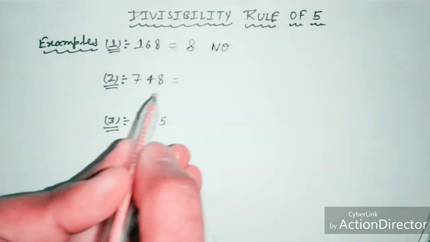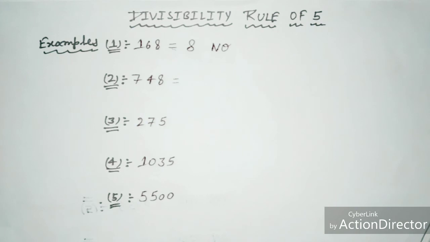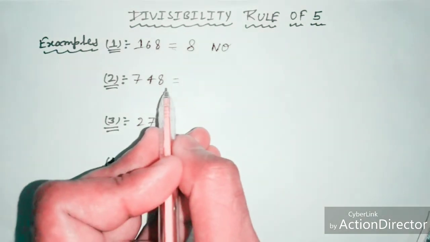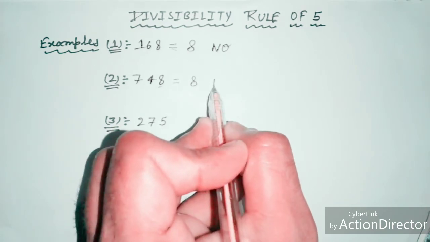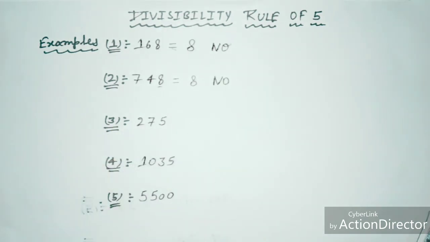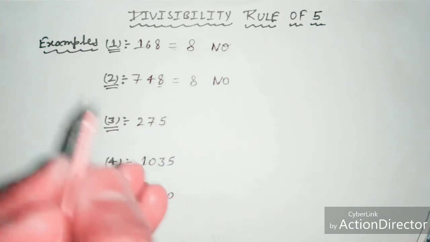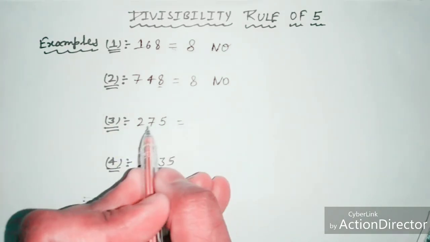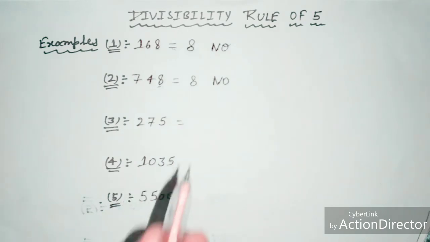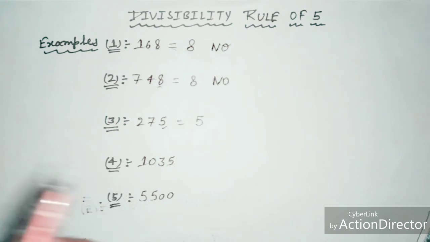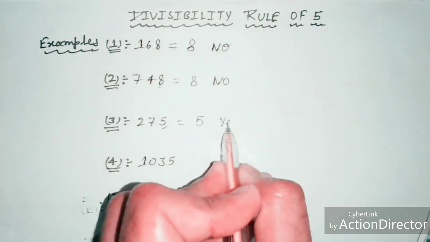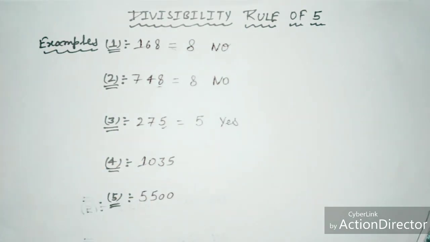Example number 2, 748. In this number, the unit digit is 8, and 8 is not divisible by 5. So we say that no, the number 748 is not divisible by 5. Example number 3, 275. In this number, the unit digit is 5, and 5 is divisible by 5. So we say that yes, the number 275 is divisible by 5.